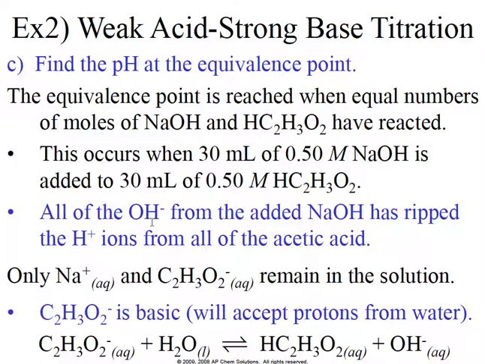That means all the OH that's created from the NaOH will be connected to the H's that were created from acetic acid. Now, only sodium and acetate remain in solution, along with water. Remember, the acetate, because it came from a weak acid like acetic acid, becomes a strong base. What it's going to do in the water is rip the H from the water to create acetic acid and hydroxide again. That's the weak base part of it.